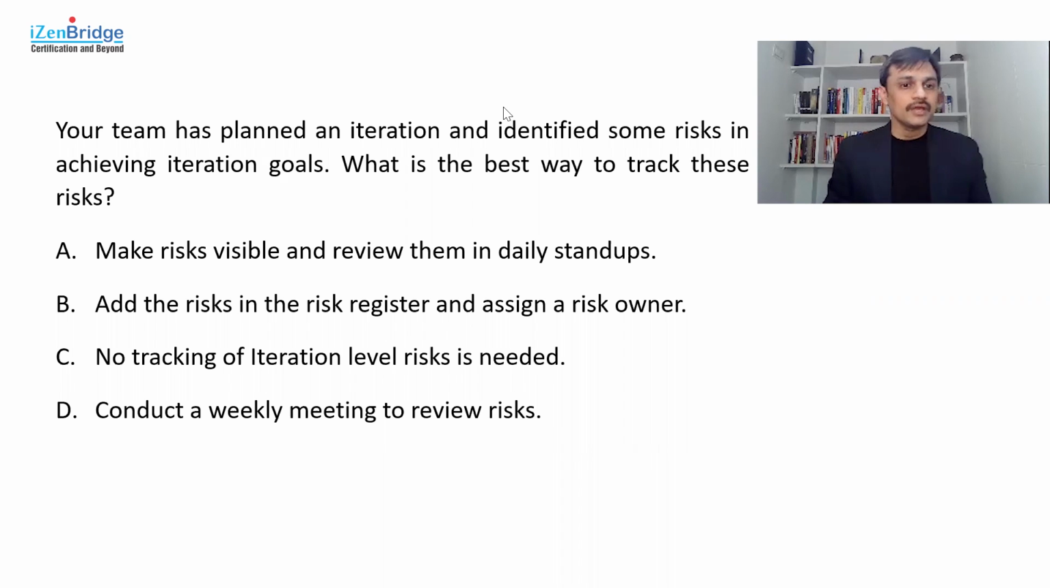Okay, option A, make risks visible and review them in daily stand-ups. Option B, add the risk in the risk register and assign a risk owner. No tracking of iteration level risks is needed, option C. And finally, option D, conduct a weekly meeting to review risks. You can pause, think, pick your choices.